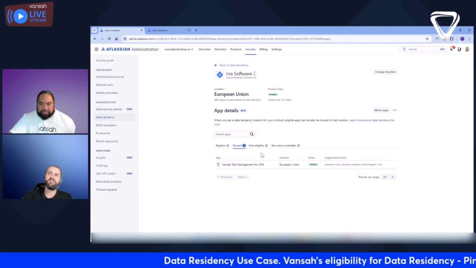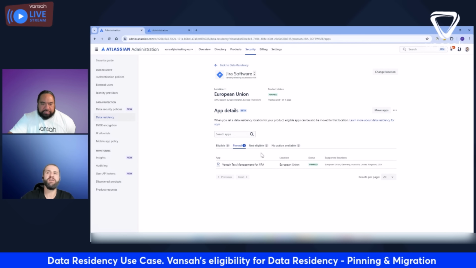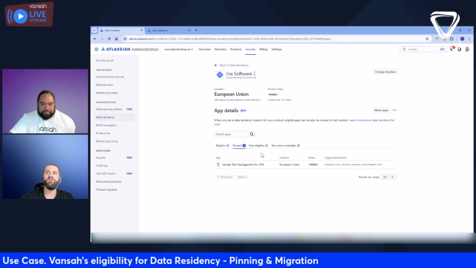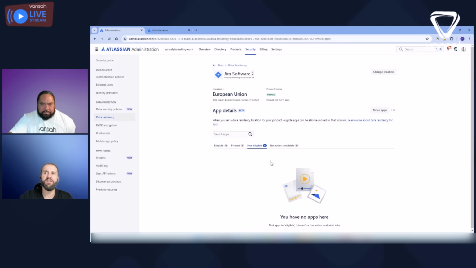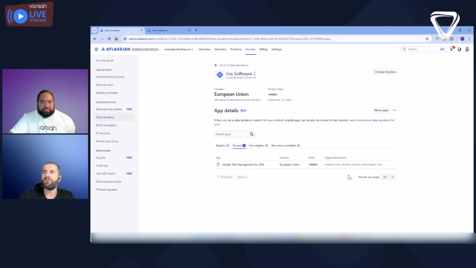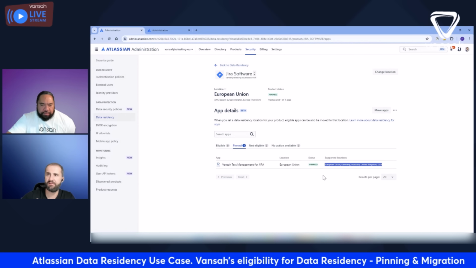If the app is not eligible, like the app does not support data residency, or it may support data residency but doesn't support your location, it will appear here defining which apps do not support that region. In our Vansah Test Management for Jira app, it tells you that it's pinned in the same region, the European Union region, the EU region, and it also lets you know what other regions it supports. Currently it supports the EU, Germany, Australia, UK, and USA. So this is currently what Vansah supports from an Atlassian regions perspective.